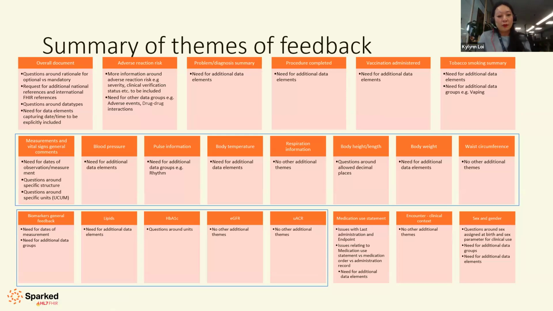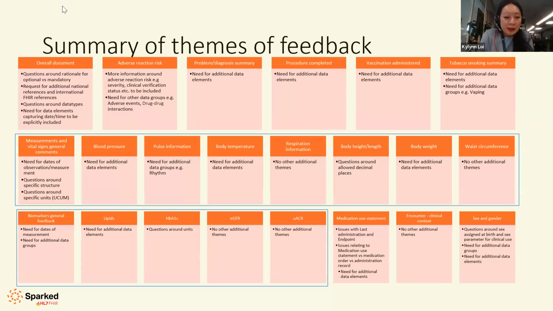So this was the overall summary of the themes of feedback. For the overall document, there were some questions around the rationale for optional versus mandatory. We did receive a lot of additional national references and international FHIR references, and some questions around data types, just like what they meant. And then across the board for various different ones, there was a need for additional data elements or data groups. So I've popped them all here. We didn't have anything too crazy. Because we were doing core of the core, we definitely focused on keeping it small, which I think means everyone was equally wanting. So we have collated all of those and put them all onto a backlog.